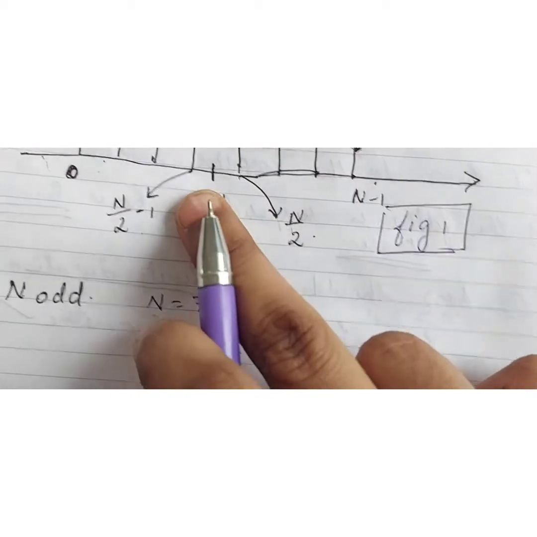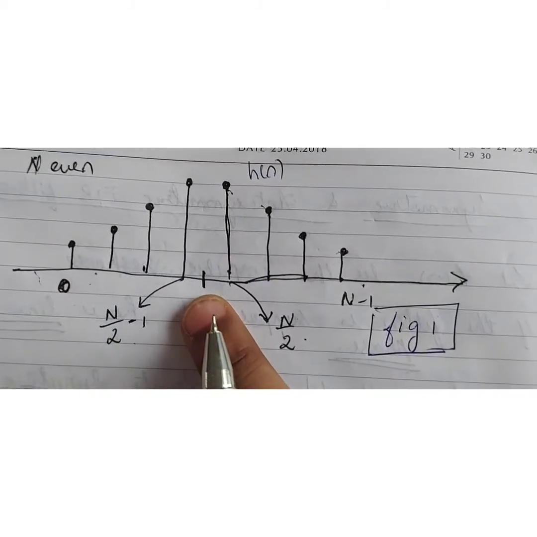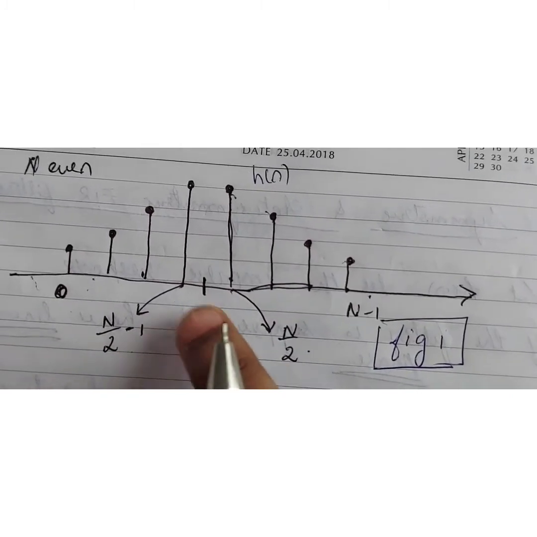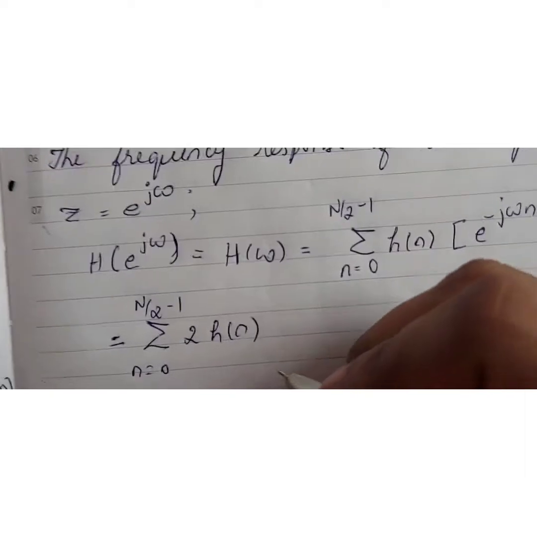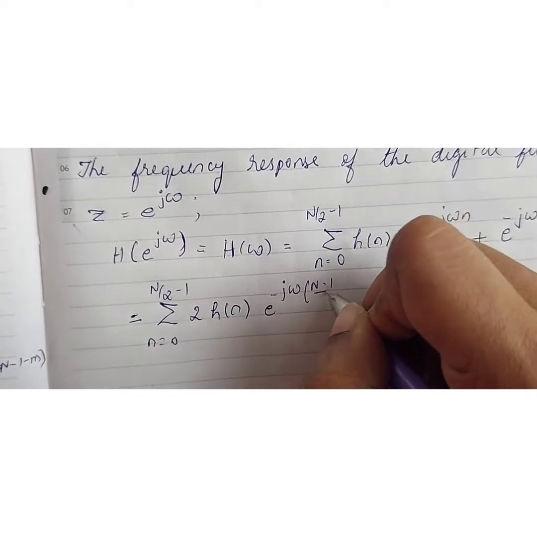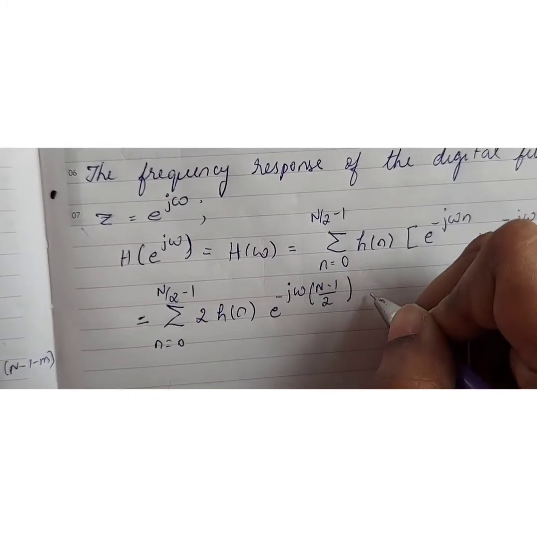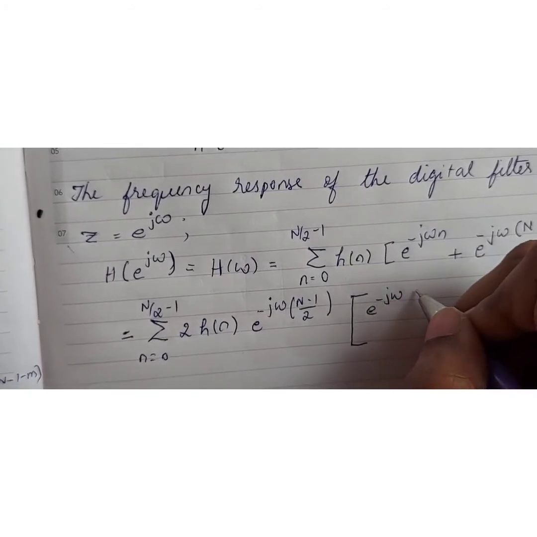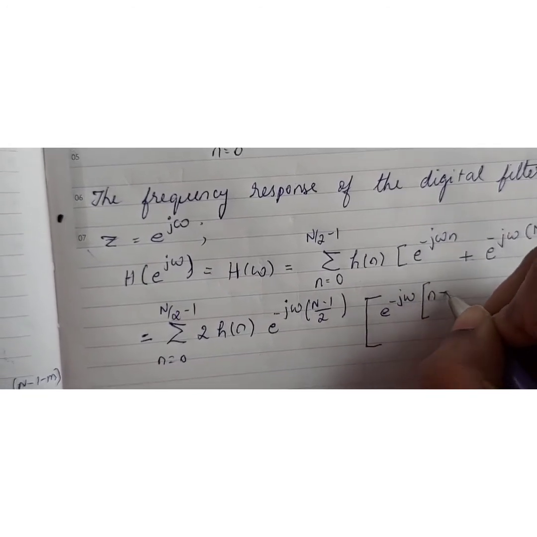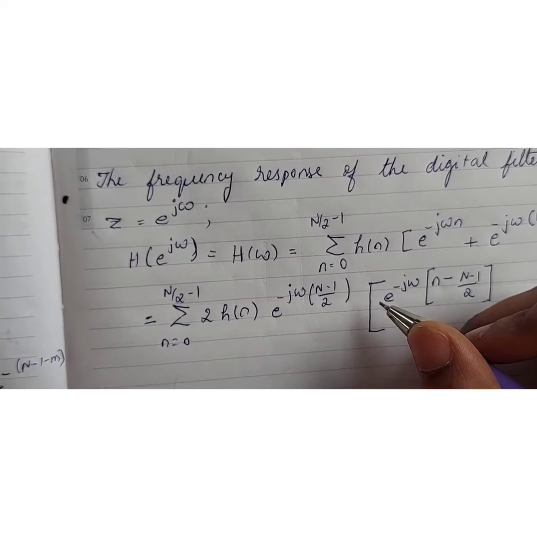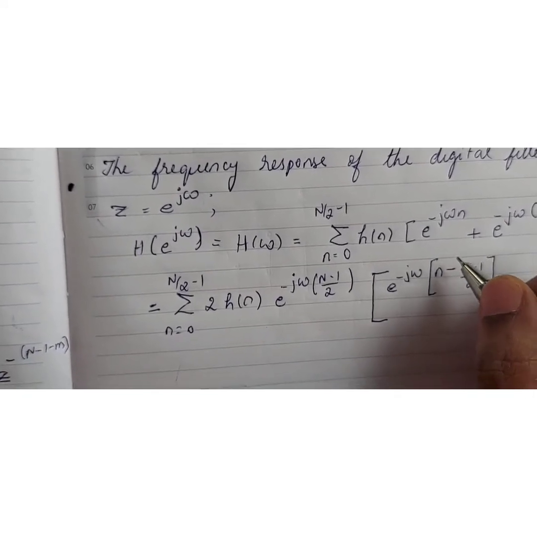We know here n minus 1 by 2 is the center value. So we try to remove this n minus 1 by 2 and write it in such a way that you obtain the cosine term or sine term, in order to establish or show the symmetry or write it in a much easier way. So I'll take out here 2 into h of n e power minus j omega into n minus 1 by 2. And whatever is left inside the bracket, I'll be left with e power minus j omega into n minus 1 by 2, because I took out one capital N minus 1 by 2 outside. This is what will be left.